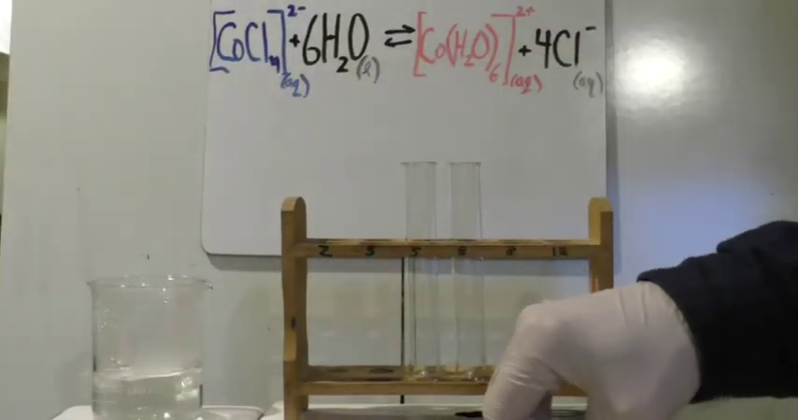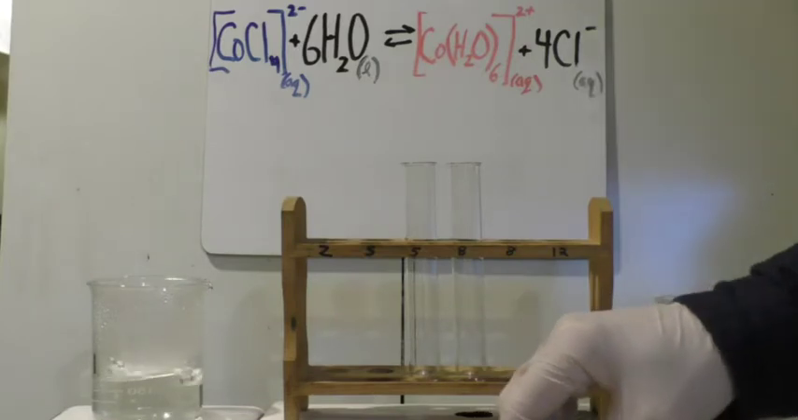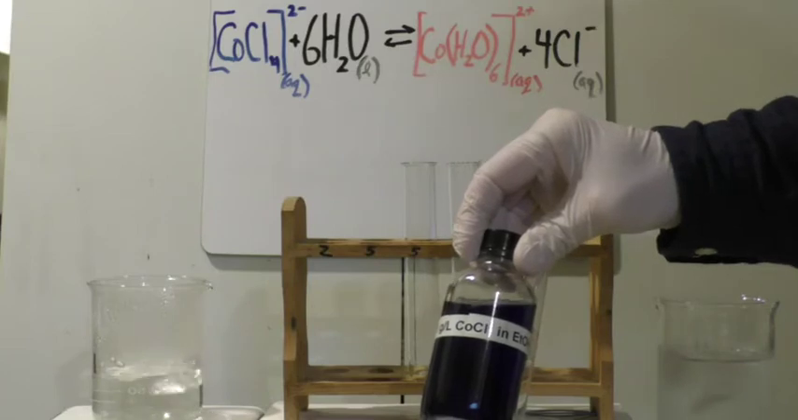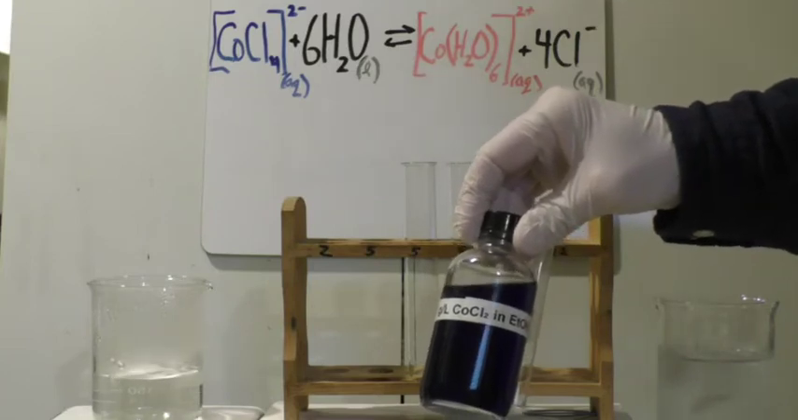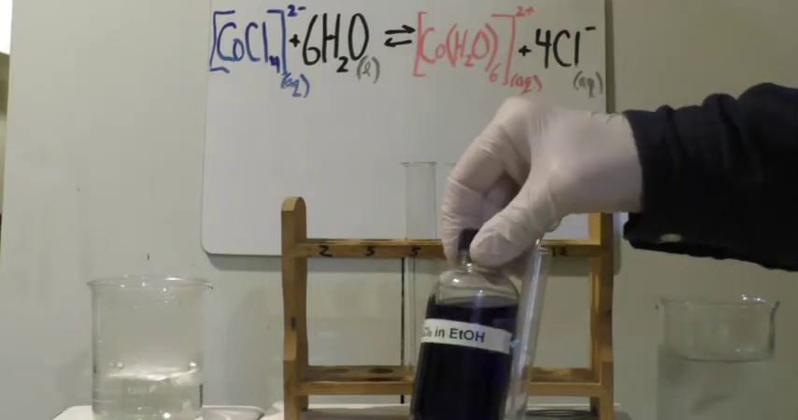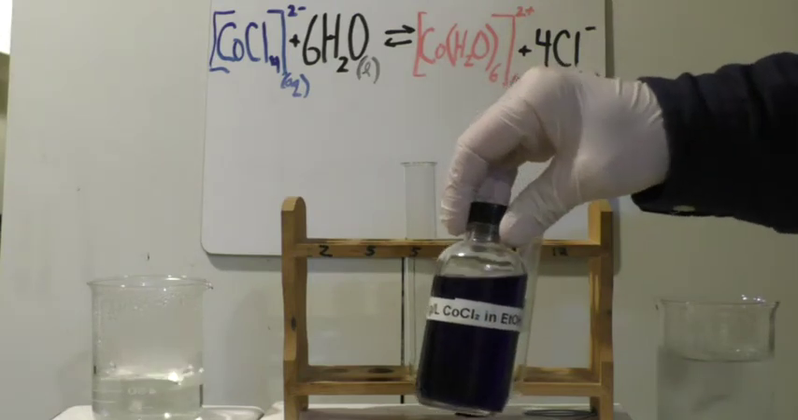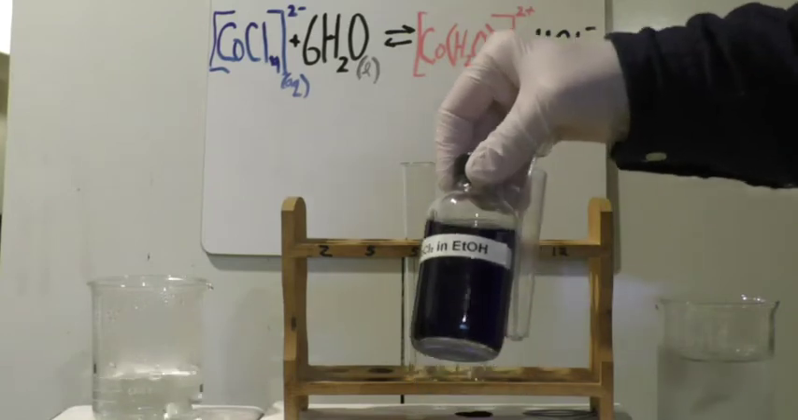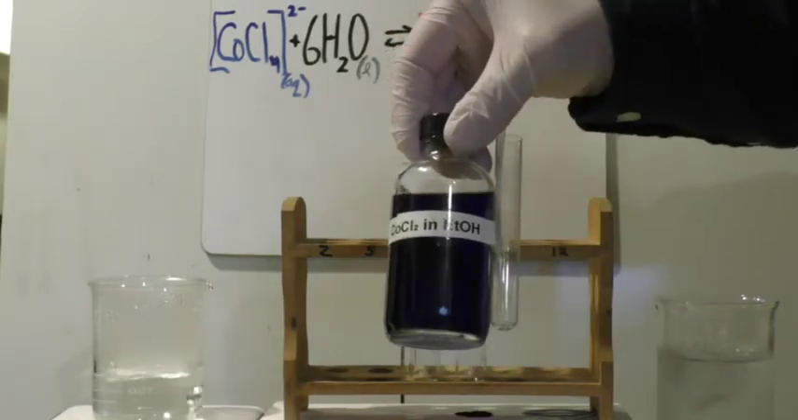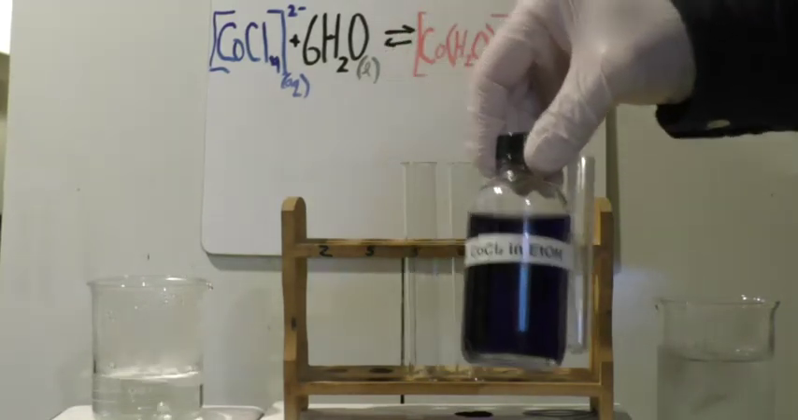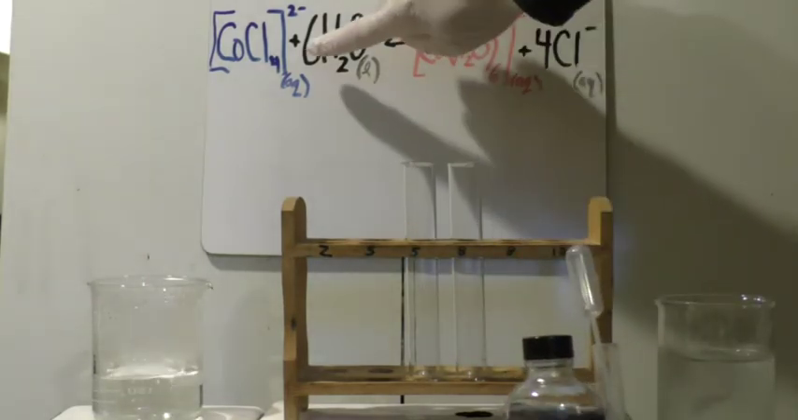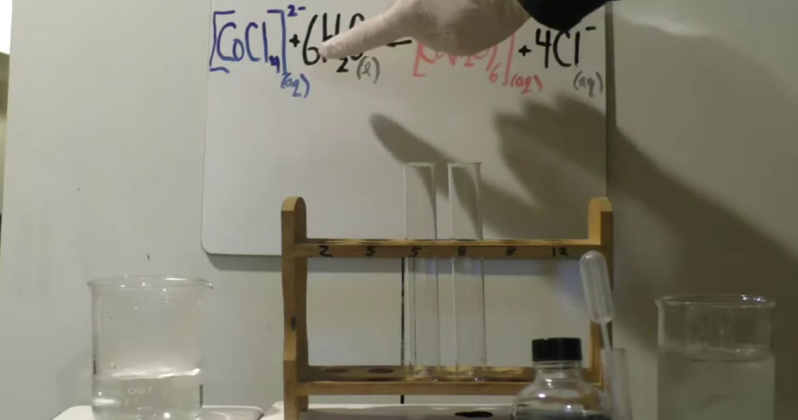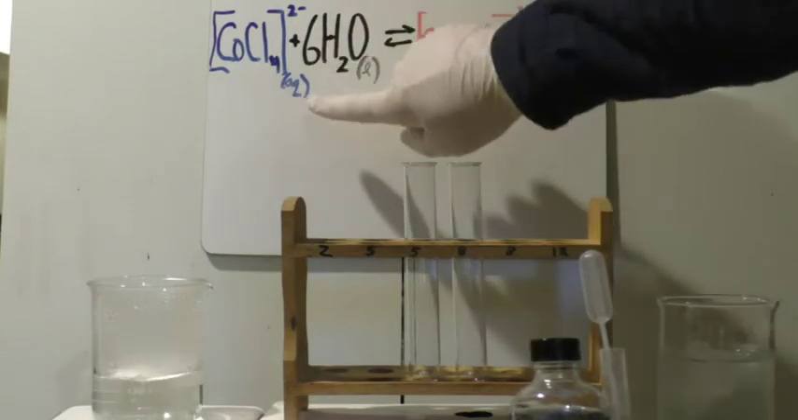So this is going to be a different demonstration of Le Chatelier's principle. I'm going to start out with this solution of cobalt chloride, an ionic compound that is actually dissolved in ethanol. So it is not dissolved in water. Right now there's no H2O, and you can see this sort of brilliant blue color. And that is the color of the tetrachloro CoCl4 ion. It's a complex ion.